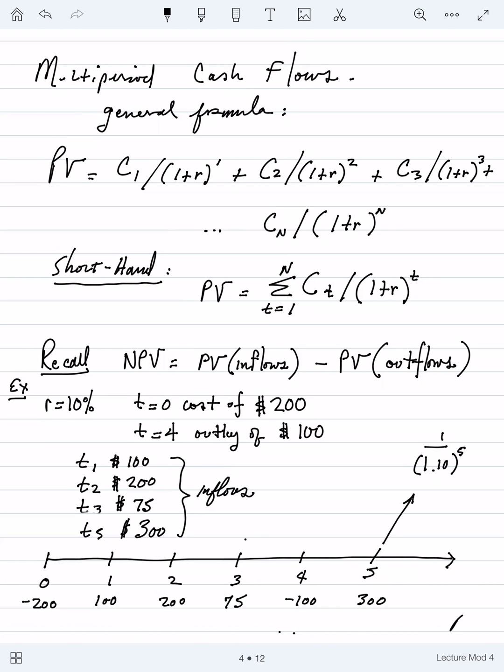So let's put the present value on the next line down and write, of course, minus 200. 100 received a year from now, discounted at 10%, is 91. 200 received in year 2, that's 165. $75 received in the 3rd year is down to 56. Now the value of the outflow of $100 at year 4 is minus 68. And then in year 5, I've got 186.